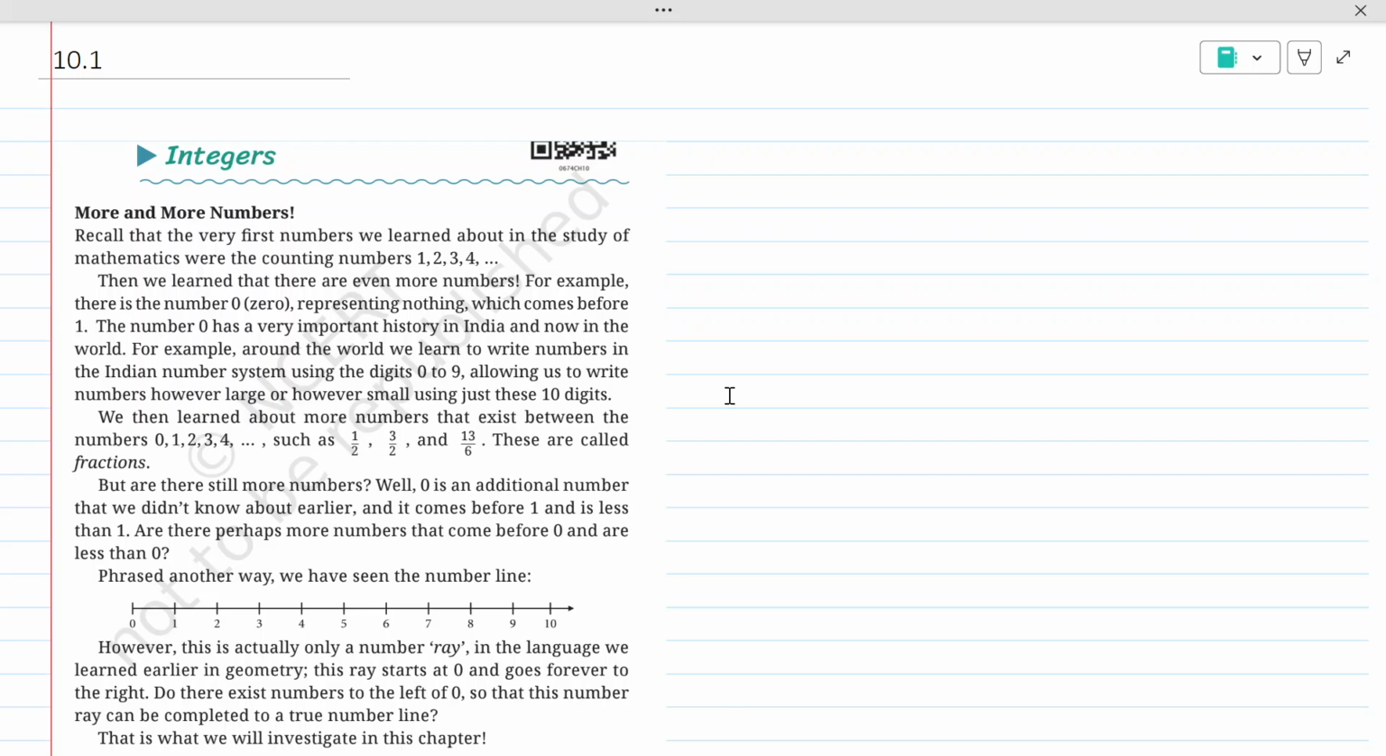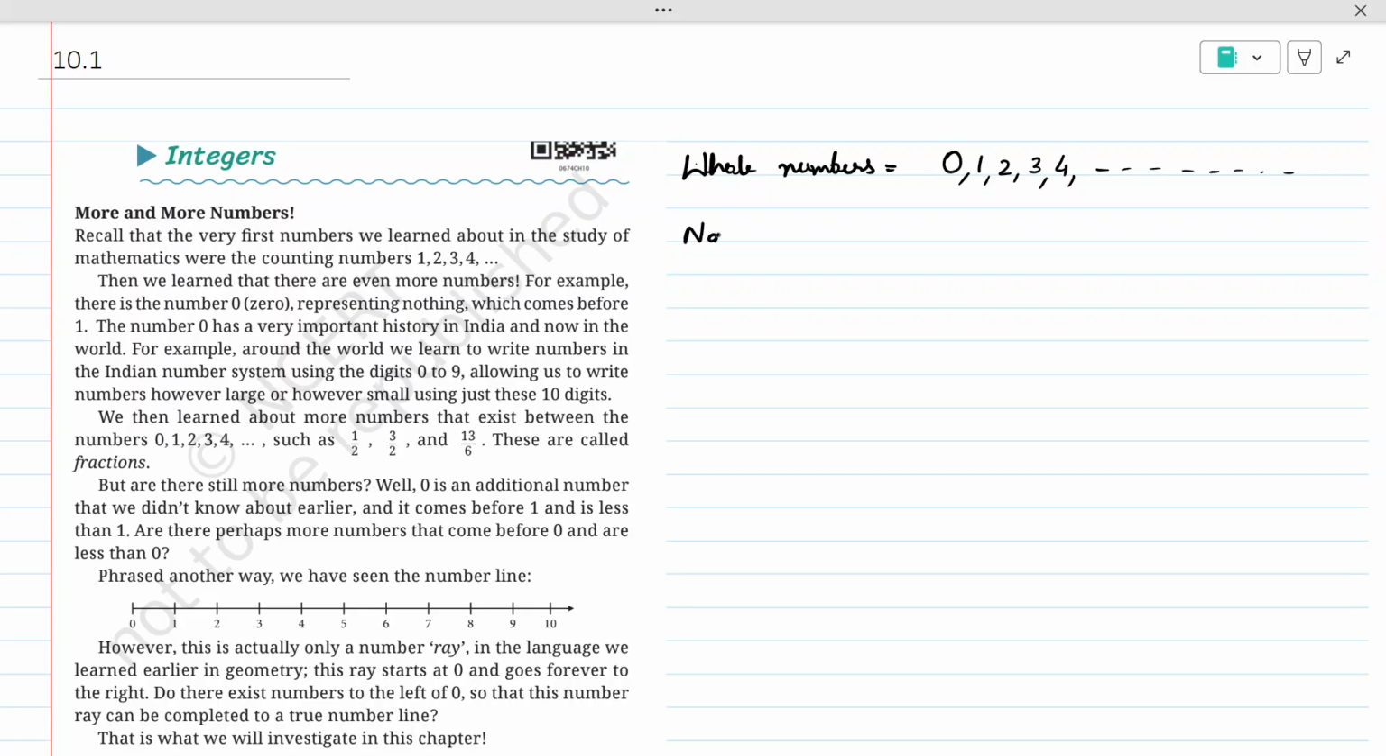Okay, so the first type of number are whole numbers, right? We have studied about the whole numbers, and whole numbers are the numbers which start from 0 and move to the right direction of numbering, that is 0, 1, 2, 3, 4 and so on, right? So these numbers are called whole numbers.